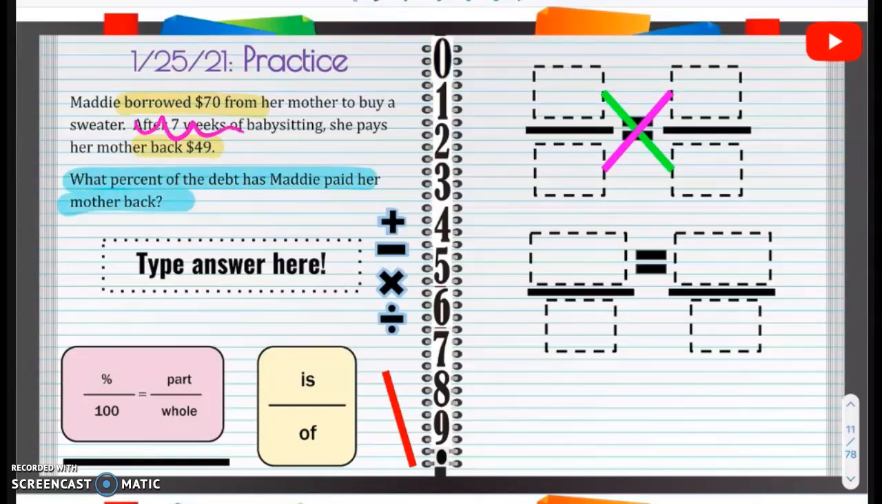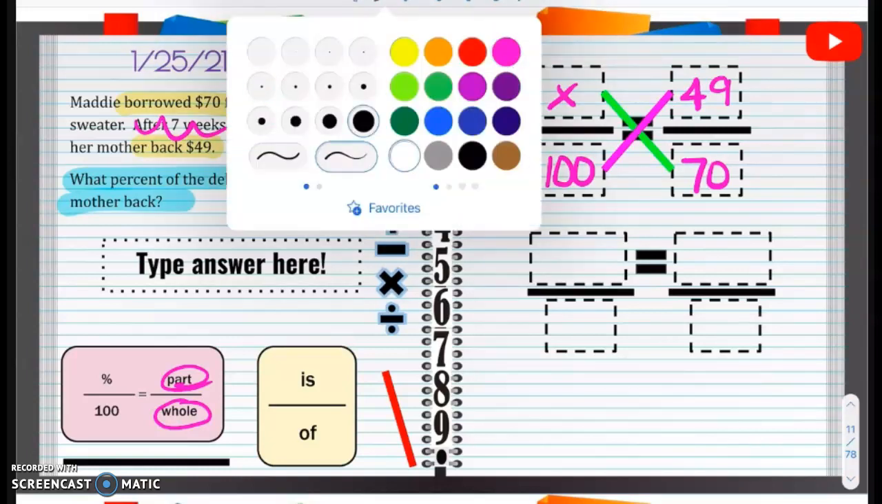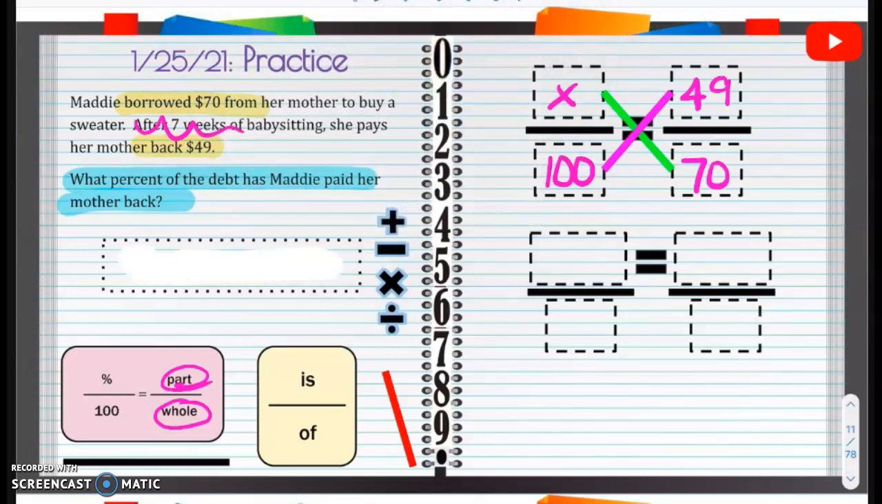So first of all, we don't know what percent she paid. So percent is always out of 100. Now, she paid back $49 of the total $70 she owes her. So the part out of the whole, or is over the of. All right, all we have to do is simplify now. Or solve. Simplify means solve, remember?